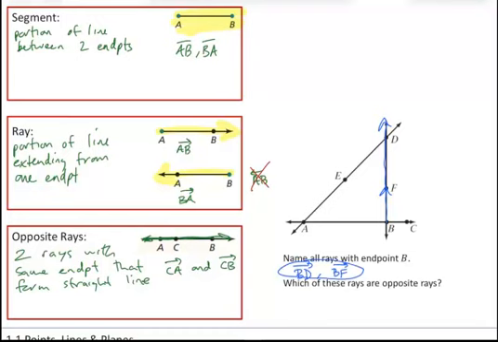Okay, what's another ray that I can name with endpoint B? B and C. So that's this one. And then I can also name B through A. And these are two different ones. But those are also the ones that are opposite rays, right? So BC and BA together form that straight line. So that would be your set of opposite rays.